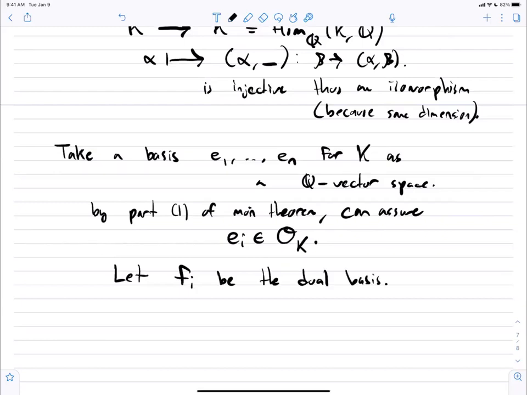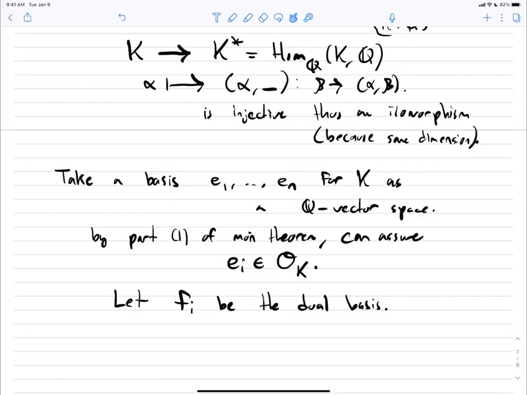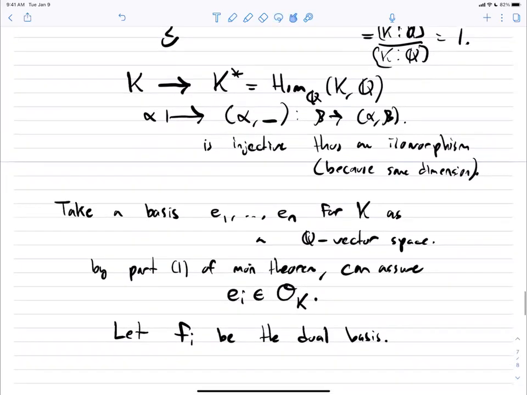So, what does that mean? The dual basis is the basis for the dual vector space. And then Fi is the thing that sends Ei to 1 and Ej, for i not equal to j, to 0. But the point is, because we have this fixed, non-degenerate bilinear pairing, we have an identification of the dual space with K itself. So I can think of the dual basis as being elements of K.